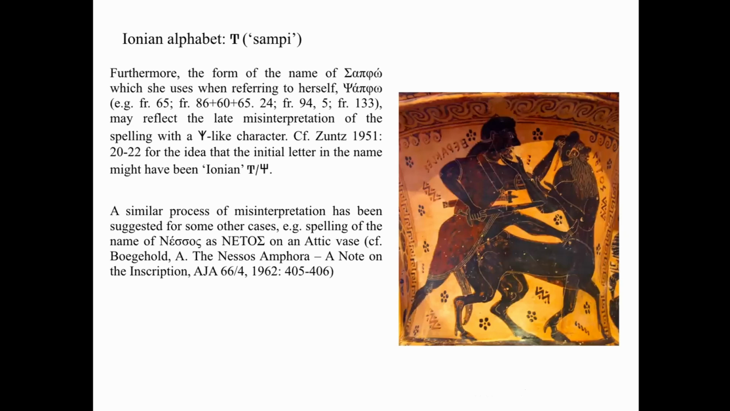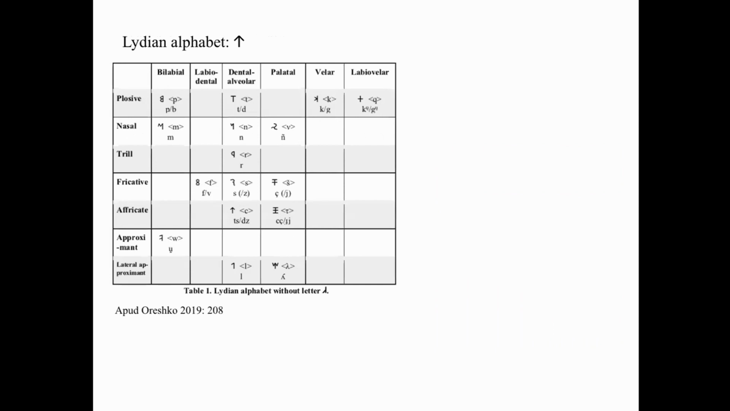Okay, so that might have some reflections on the problem of the writing of the name of Sappho, but I will skip it because the time is running out. In Lydian we do have now the second case, the arrow-like letter, which is a little bit different thing and probably demonstrates a different mechanism.